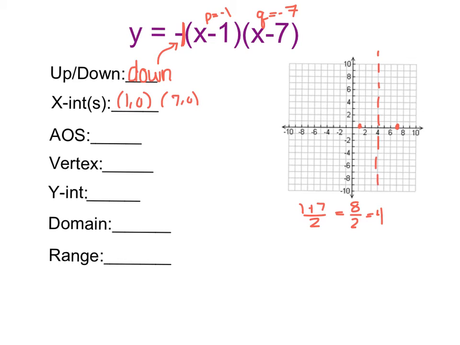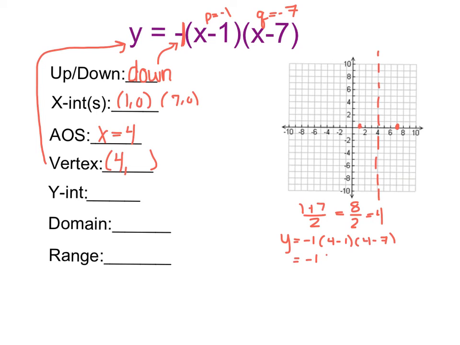Here we can see our axis of symmetry occurs at x is equal to 4, because that's the average of 1 and 7. So we know that our axis of symmetry shares an x value with our vertex, because our vertex must lie on our axis of symmetry. So we can take this x value and substitute it back into the original equation to find our corresponding y value. So y is equal to -1 times (4 minus 1) times (4 minus 7). So here we have -1 times 3 times -3.